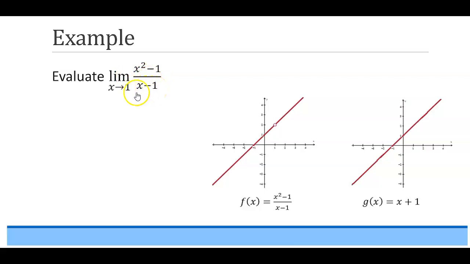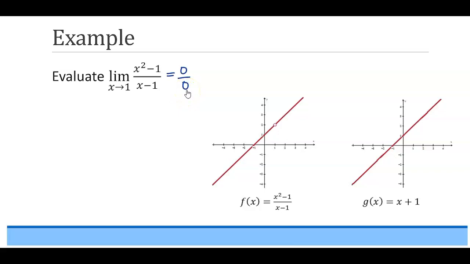Well, the first thing that we would try is direct substitution. If I substitute in 1, the numerator is 1 squared minus 1, which is 0. And the denominator is 1 minus 1, which is also 0. Now 0 over 0 is not a real number. It's also not undefined, so we do not have a vertical asymptote here.